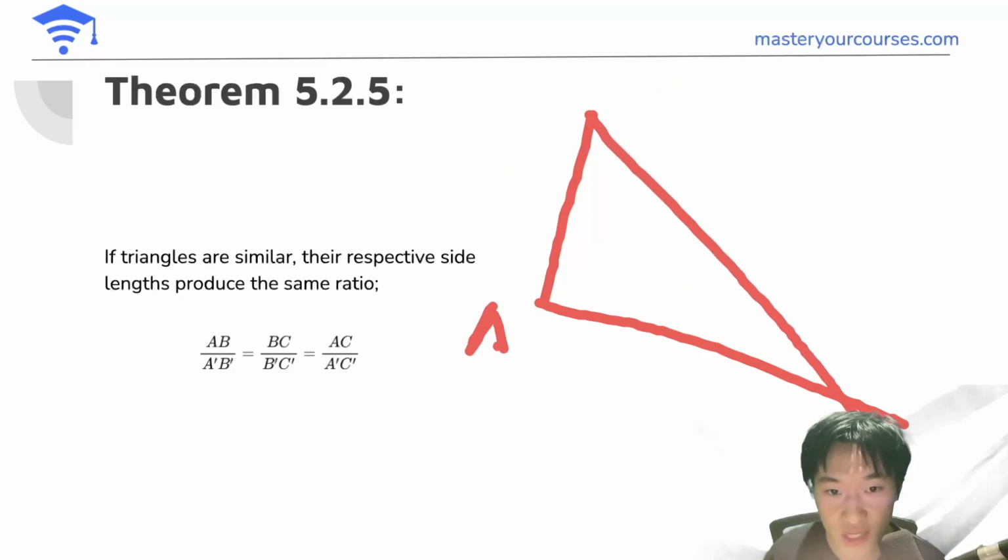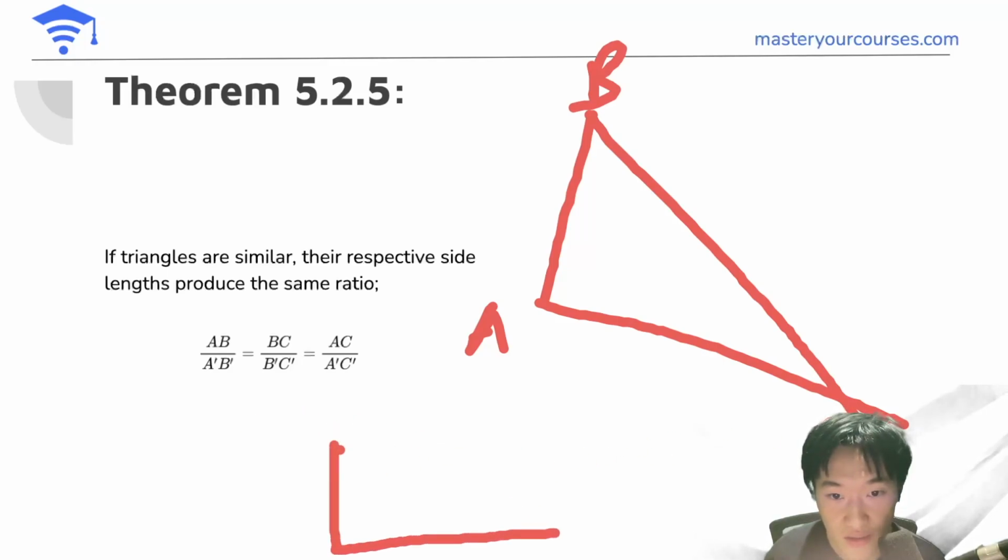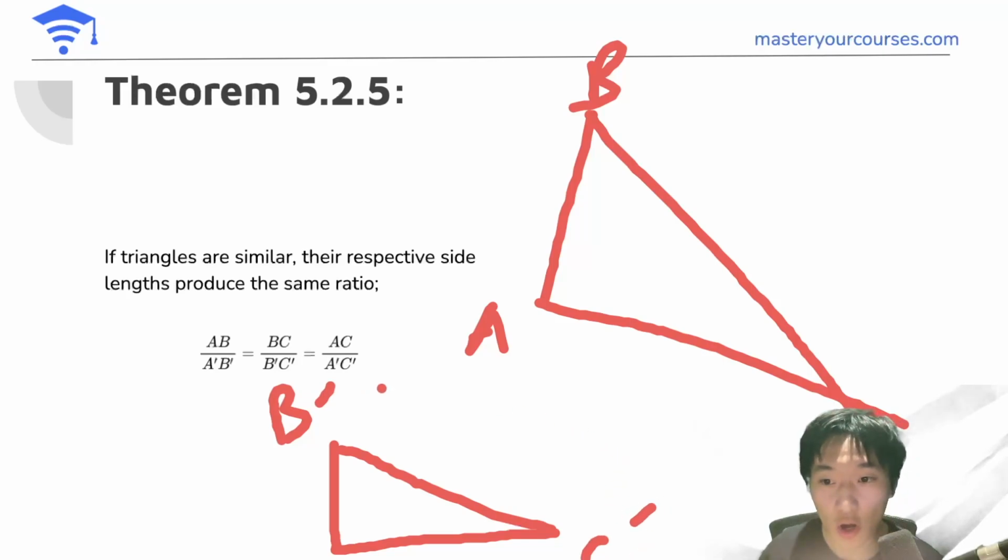So let's call this point A, B, and C, and another triangle that is smaller but similar. We'll call this A prime, B prime, and C prime. So all we're saying is that the ratio of AB over A prime B prime, the length of this over here compared to the length of the smaller similar triangle, is going to be equal to the ratio comparing this large hypotenuse with the smaller hypotenuse.